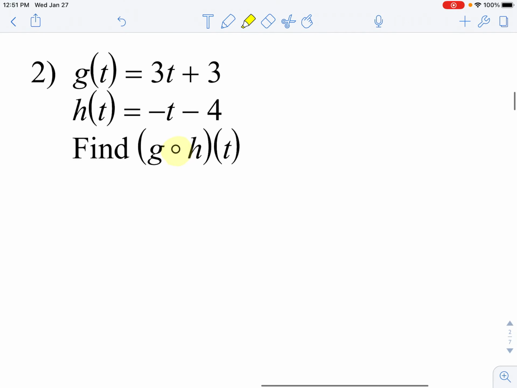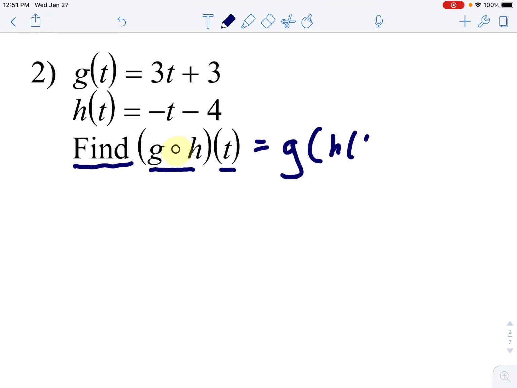All right, so number 2. Find g of h of t. So this second function gets plugged into the first function. This can be hard to keep track of. I've known students to struggle at this. So here's what I suggest.